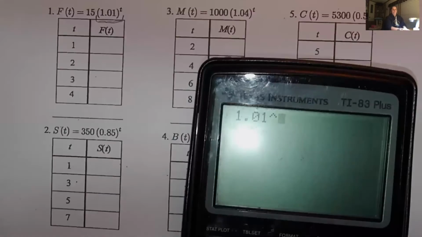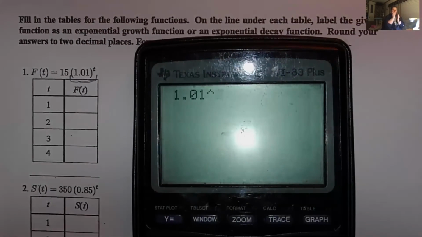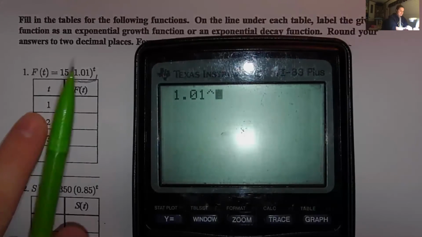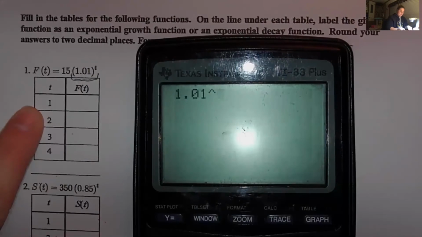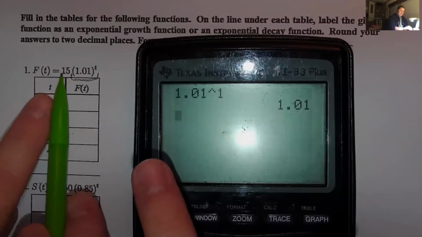So I press that. Now your display might be different than mine. Yours might actually go up into a little box. That's fine. Okay, I'm gonna raise it to whatever t value it said. It said 1, so I'm gonna press 1. Then I'm gonna press enter, okay? And then I'm multiplying it against that 15.